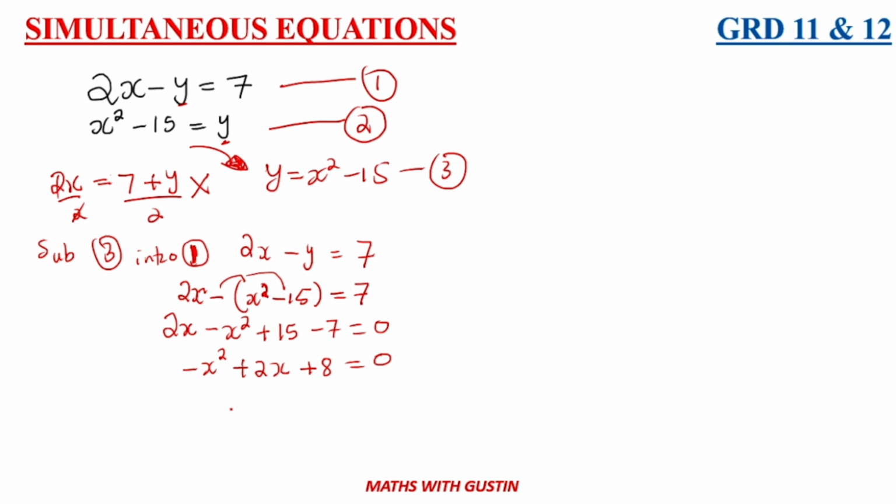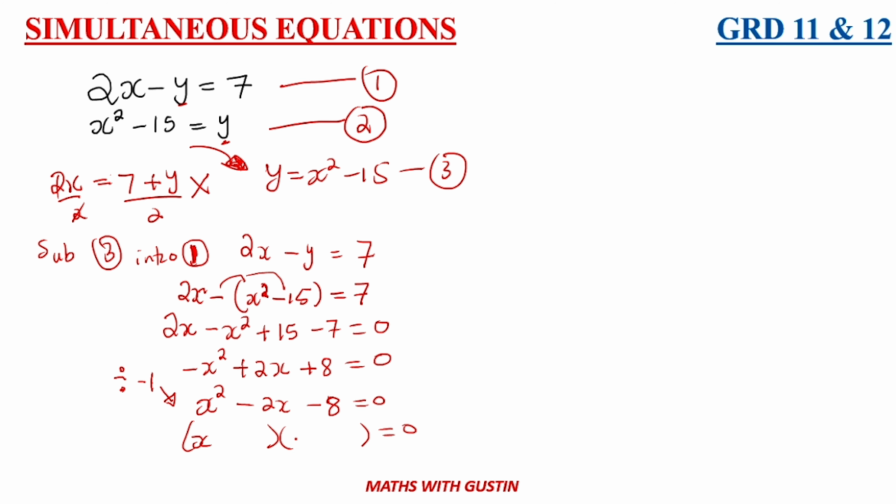It's equal to 0. Now we need to factorize. We're going to divide by negative 1 throughout, divide everything by negative 1 to come to this step here. So you're going to have x squared minus 2x minus 8 is equal to 0. So this is a trinomial. We all know how to do this. We learned this in grade 10.